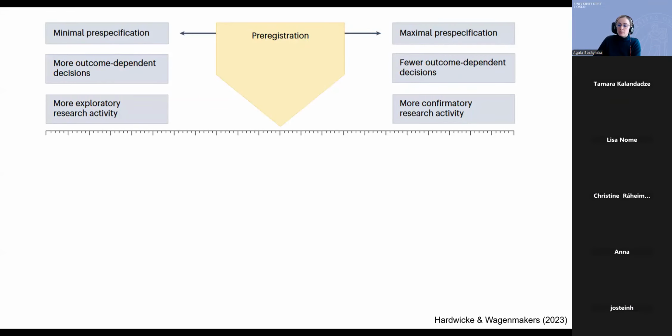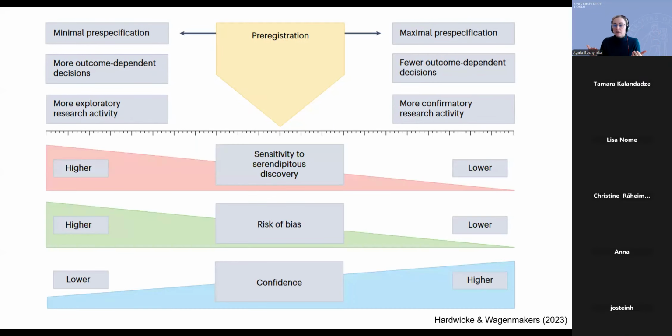And it's also useful to think about pre-registration as this sort of spectrum from minimal pre-specifications to maximal pre-specifications, where at the minimal end, we have more outcome-dependent decisions, more exploratory research activity. And on this maximal end, we have fewer outcome-dependent decisions, more confirmatory research activity. And this will affect how others, when they read our studies, calibrate their confidence in the results, but also how the risk of bias is moving along that spectrum, but also our sensitivity to this chance discovery, which was also so important in science.